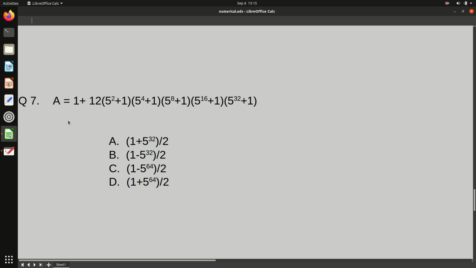Okay, so we have another question and we have to find the value of A. We have been given some values, we have to simplify it and find the final value. Now this question you might think a bit difficult, but once I discuss it, it will become simple.